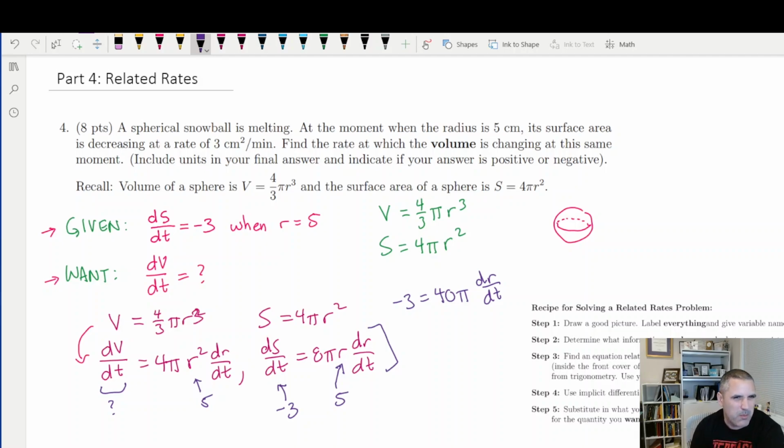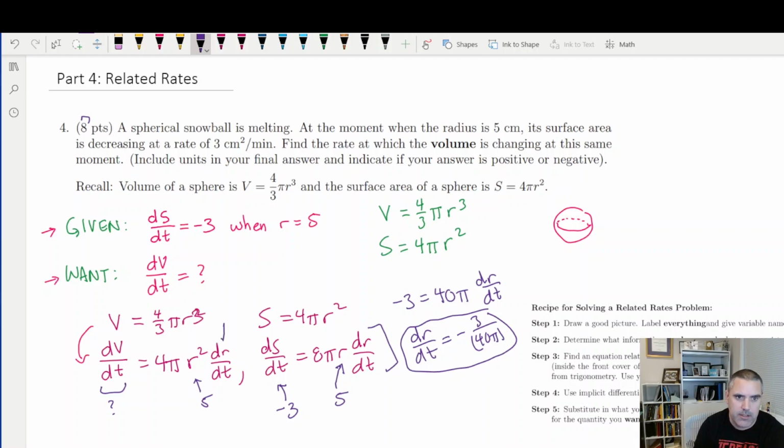Sometimes people make small arithmetic mistakes, but that's what I like about these sorts of problems: it should be something you can get a lot of credit on, hopefully all the credit. So I plugged everything in. 5 times 8 is 40 dr/dt. So the radius is changing this way at that moment. And then we're done.